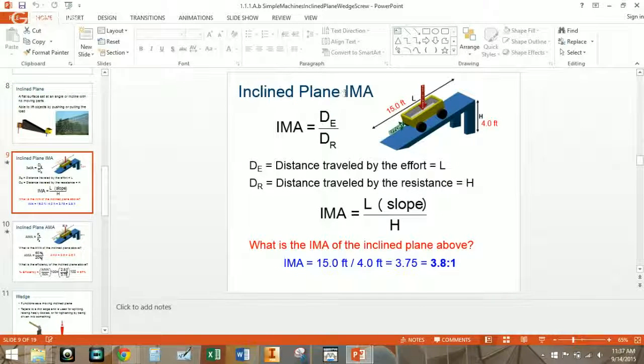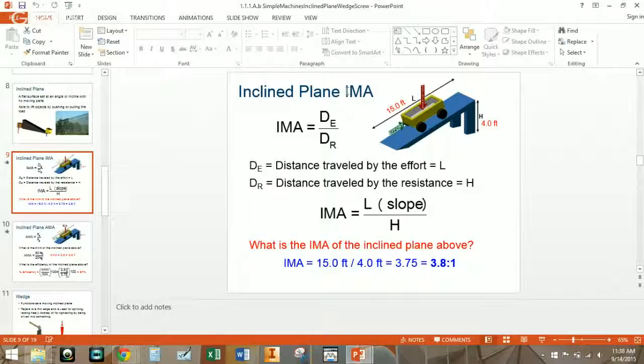Okay, simple IMA for an inclined plane. The L, notice the length of the hypotenuse of the triangle that this ramp is making, is 15 feet. That's the effort distance, the length we have to travel to push, in this example, the cart up the ramp. Notice the height, being our resistance distance, is 4 feet, the height of the actual ramp.